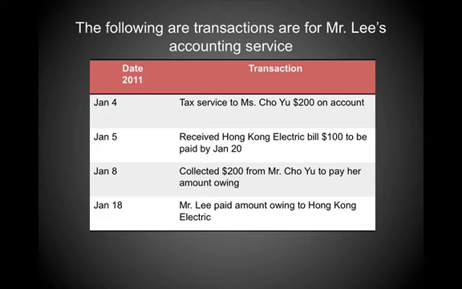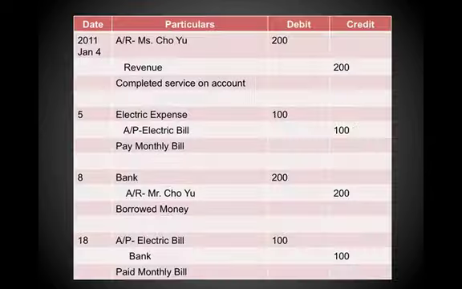And on January 8th, Mr. Lee collects $200 from Mr. Cho Yu to pay her amount owing. And on January 18th, Mr. Lee pays the amount owing to Hong Kong Electric. These are the following transactions in a more organized manner.